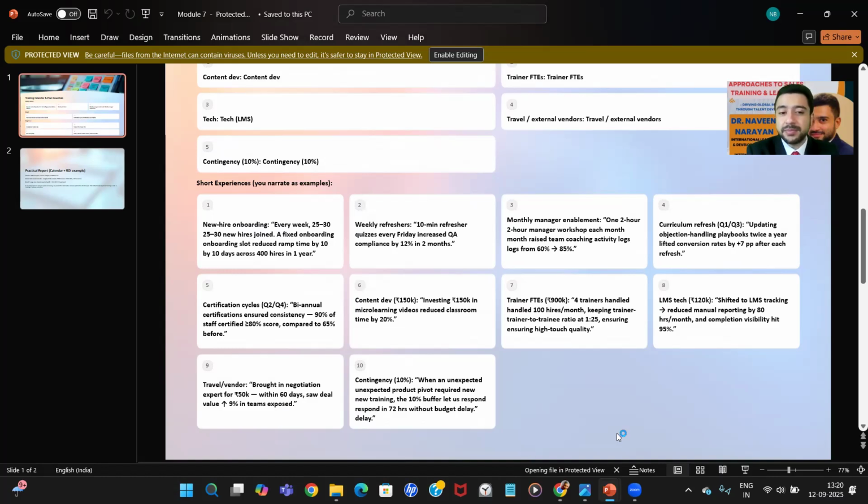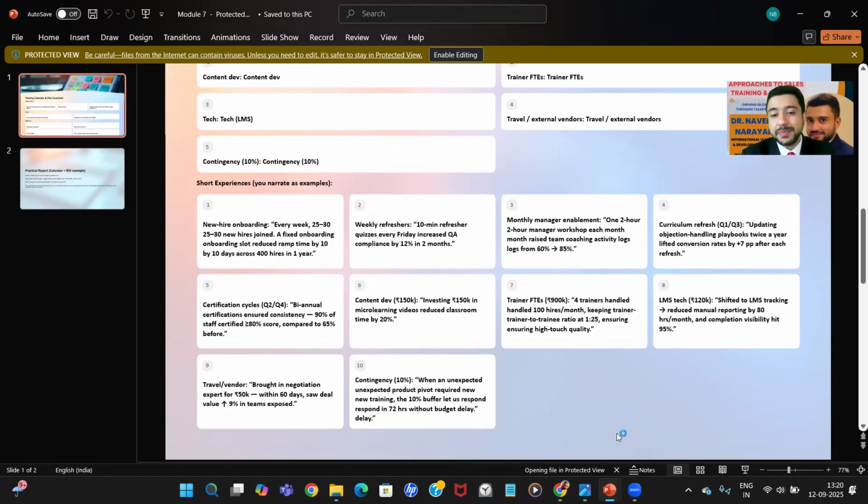And then for the travel vendor, we brought in a negotiation expert for 50,000 rupees. Within 60 days, we saw the deal value increase by 9% in teams exposed. The negotiation expert came to our team and taught everyone. We invested 50,000 rupees, but within 60 days we raised deal value in the exposed teams by 9%. That is very important.